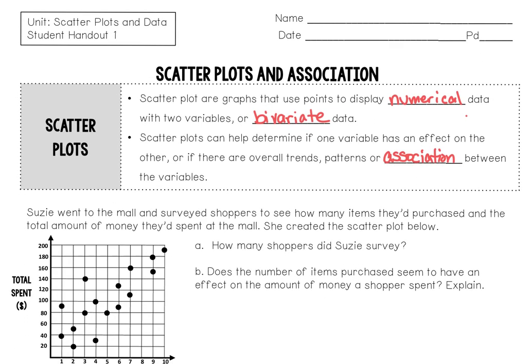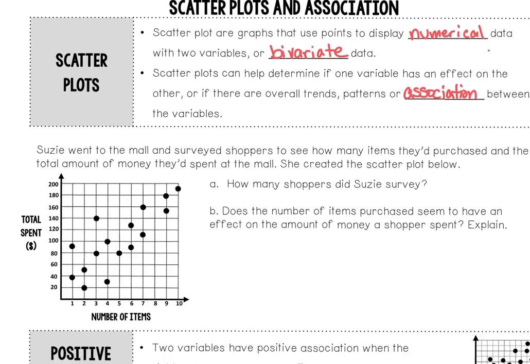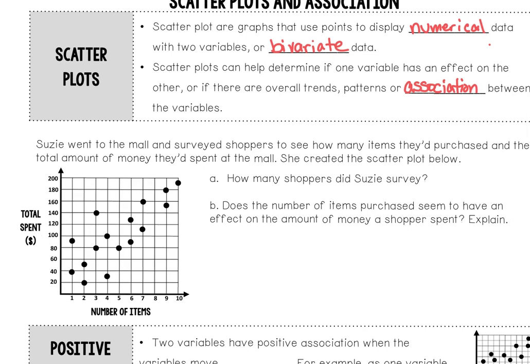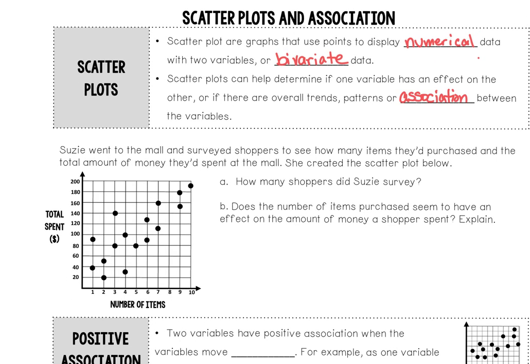All right, let's look at our first example here. Susie went to the mall and surveyed shoppers to see how many items they've purchased and the total amount of money they'd spent at the mall. She created the scatter plot below. So a scatter plot looks like a graph, but the points don't always go in a straight line. They're scattered about. So we have some going in a straight line, but some are outside of it and some are below it. But overall, this is the data, okay?